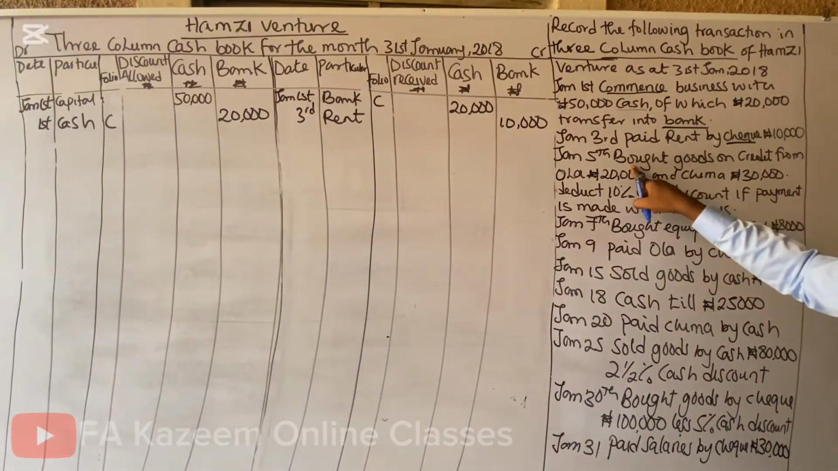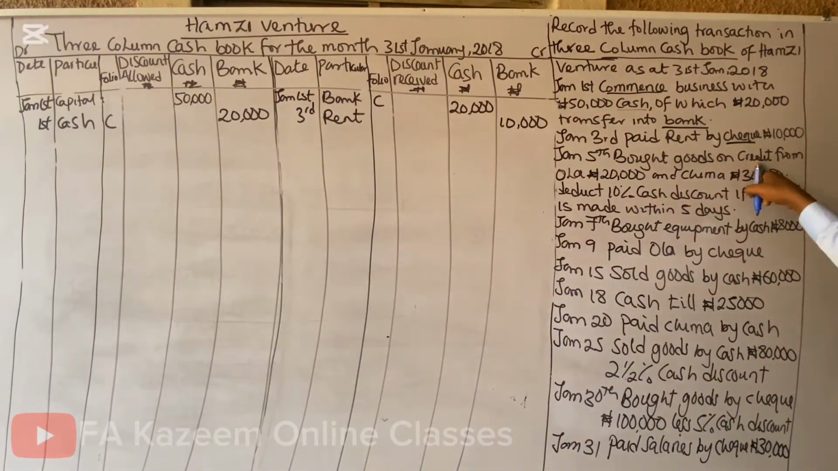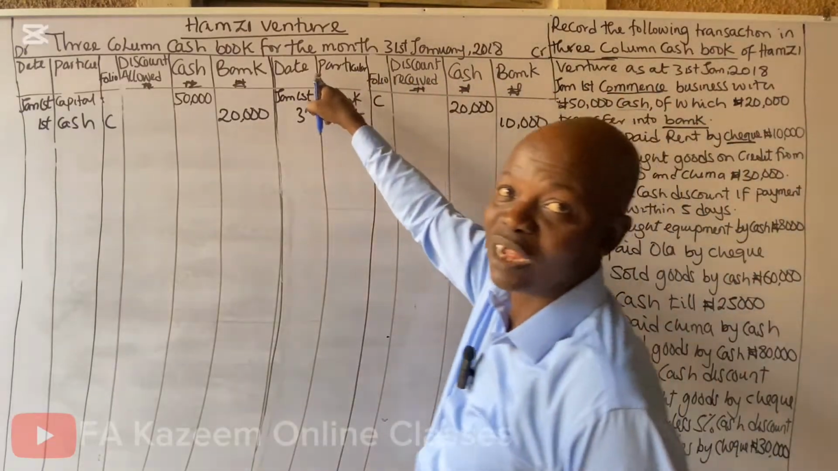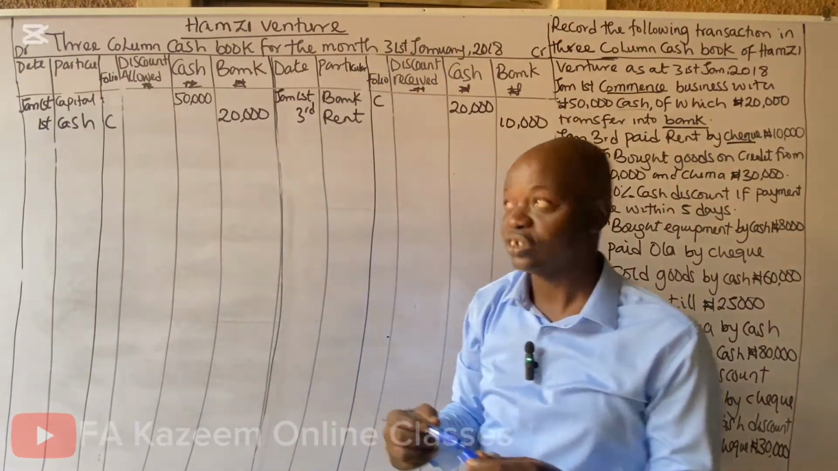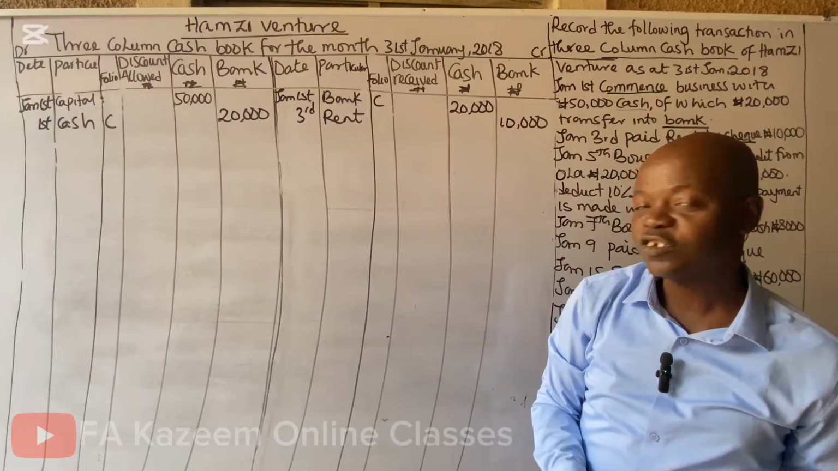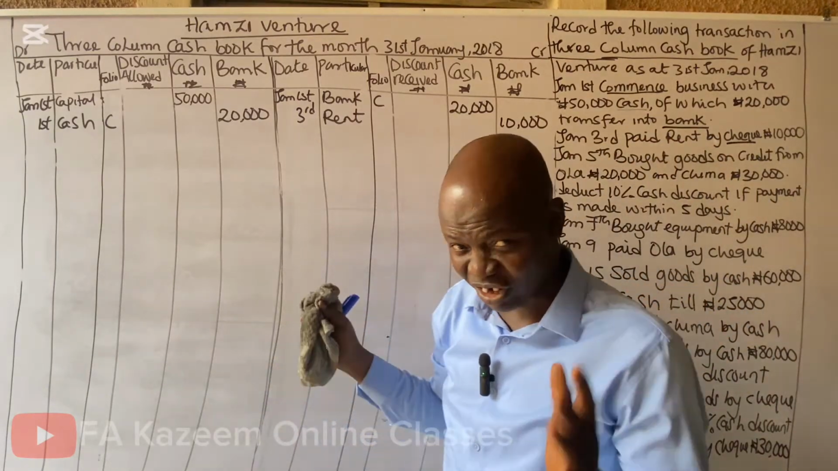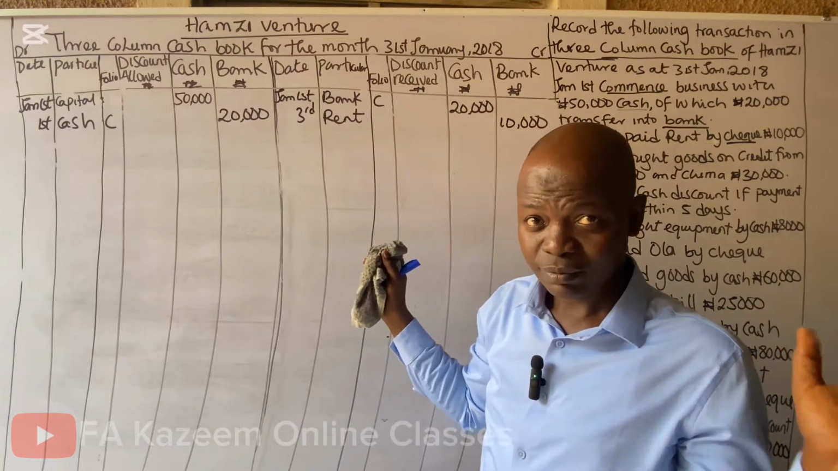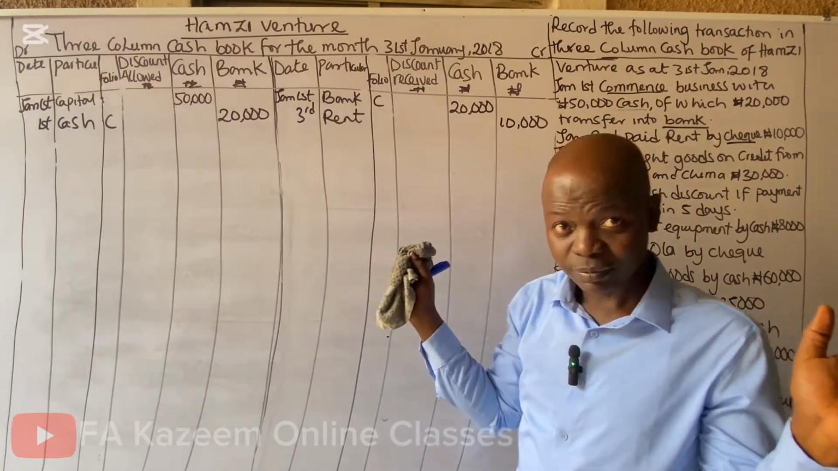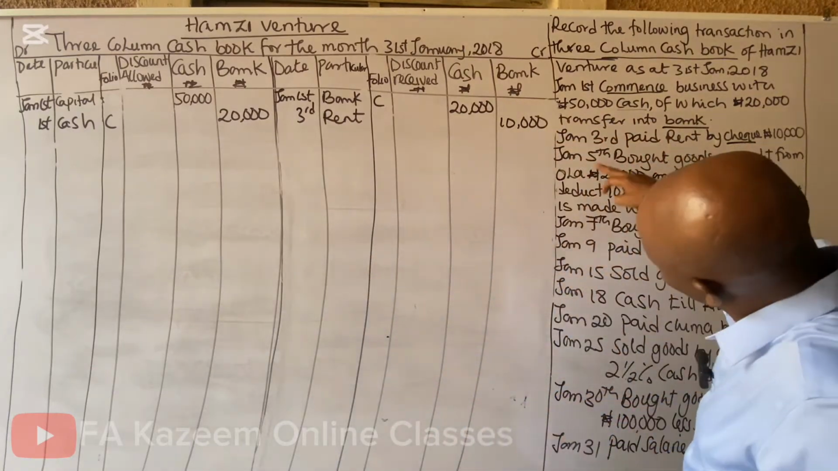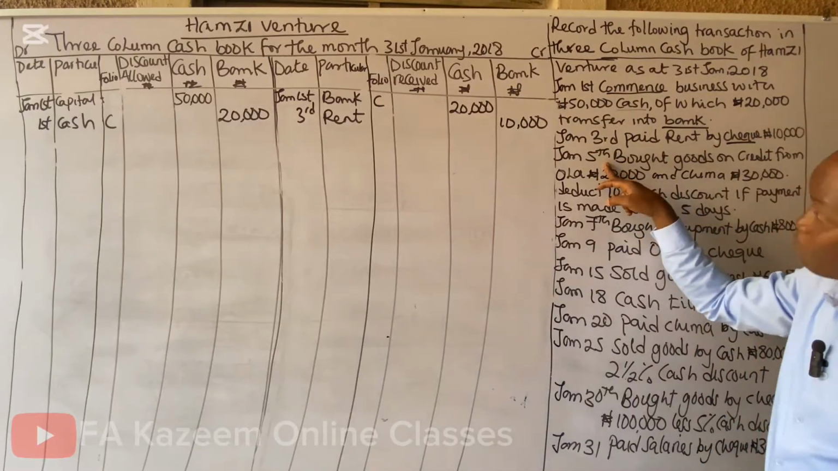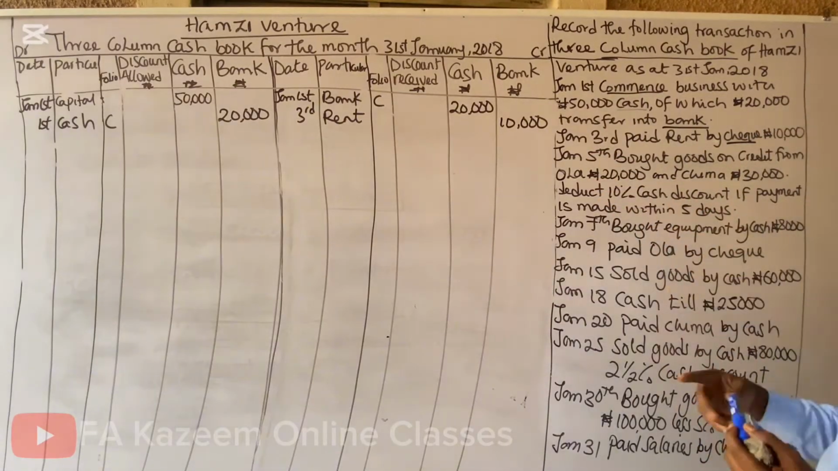Once goods are bought on credit, they are not meant for the 3-column cash book. All transactions inside the cash book must be a cash or a check transaction. Once the transaction is on credit, it is not for the cash book. In that case, we need to jump January 5th, but we'll not jump it because there's a condition.